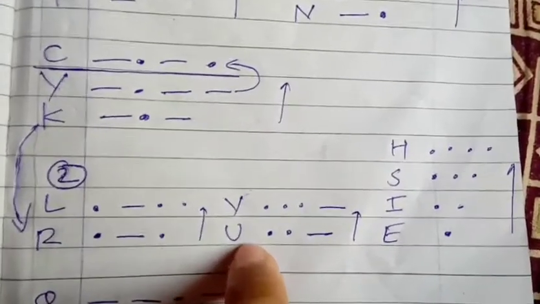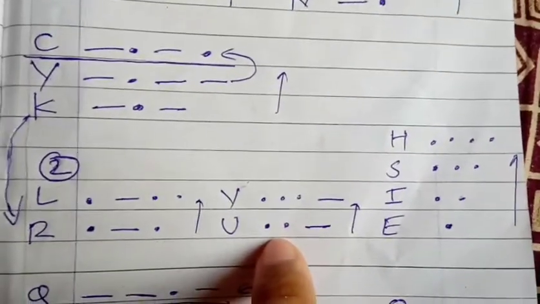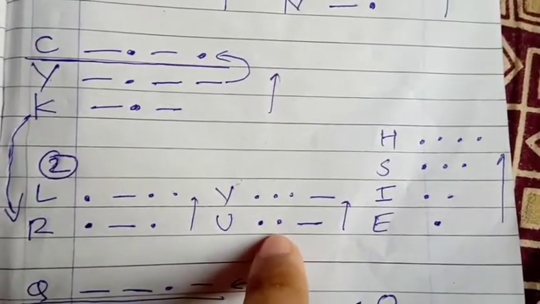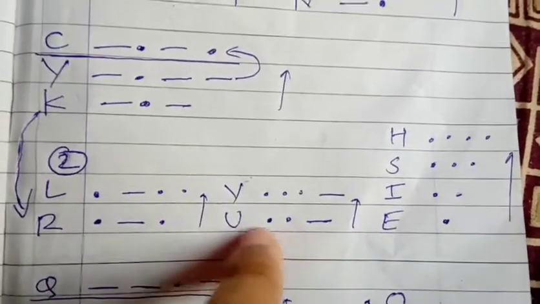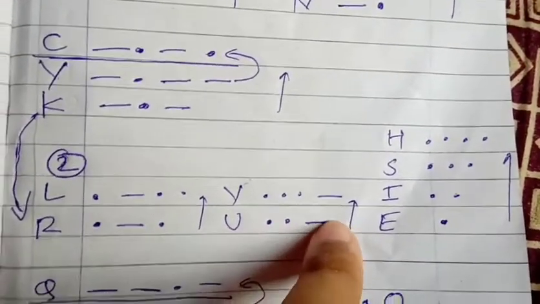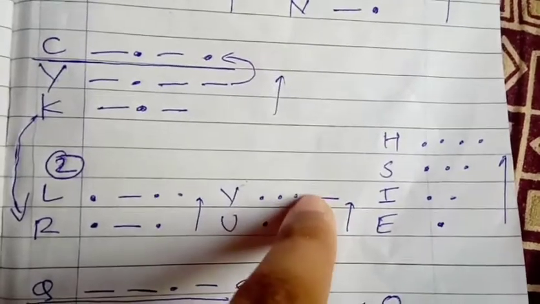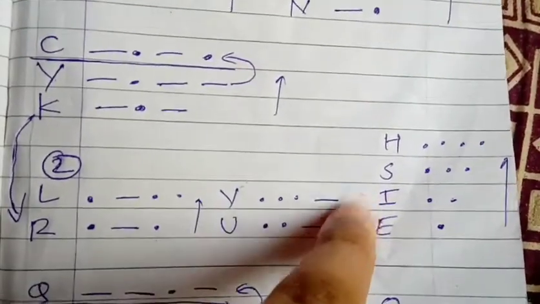Okay, now let's see U and V. Now start with double dot. U means double dot dash. V means triple dot dash, bottom up approach and one step increase.